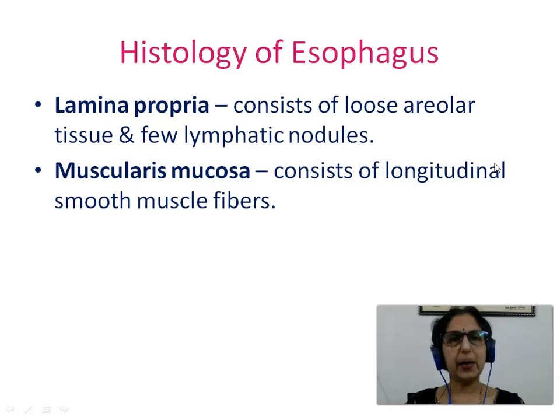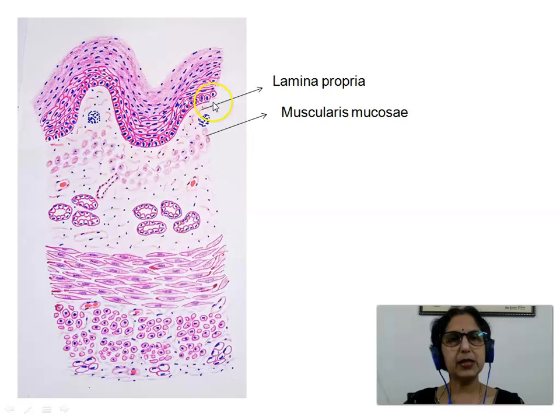Next we see the lamina propria. This consists of loose areolar tissue and few lymphatic nodules here and there. Muscularis mucosae consists of longitudinal smooth muscle fibers. Same is seen here in the diagram. The lamina propria with an occasional lymphatic nodule. This is made up of loose connective tissue with fibers and blood vessels. And muscularis mucosae, which is made up of longitudinally arranged smooth muscle fibers. So these are the 3 parts of mucosa: lining epithelium, lamina propria, and muscularis mucosae.